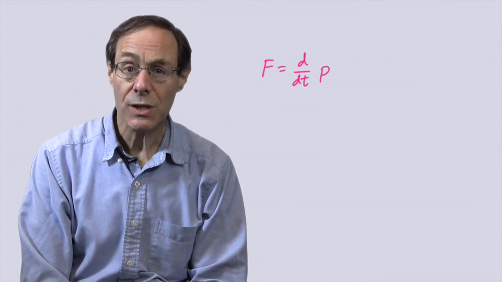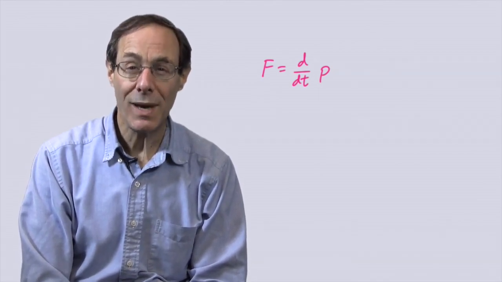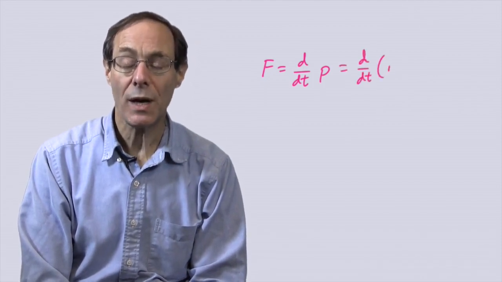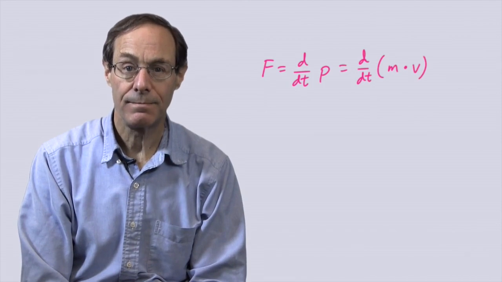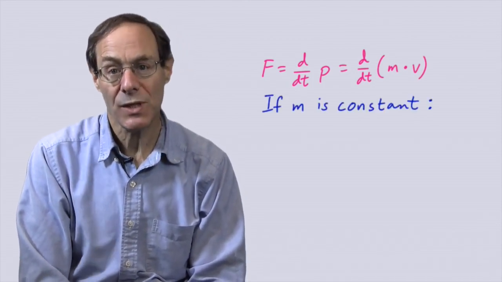You may have learned in classical mechanics that F equals ma. A more powerful version of this formula is that force is the time derivative of momentum p, which is d by dt of the quantity m times v. If the mass is constant, this is the familiar law F equals ma.